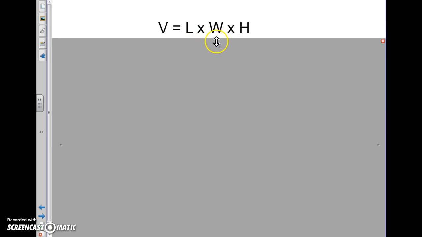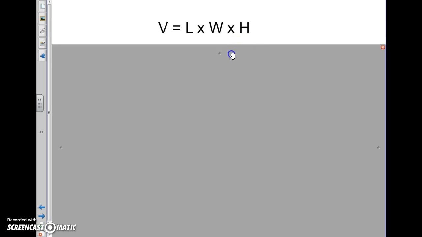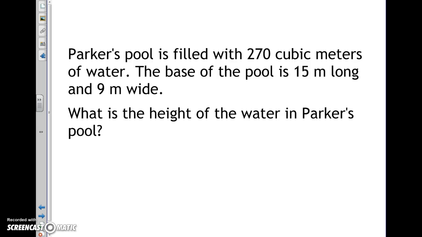So let's remind ourselves real quick here. What is the formula for finding volume of a rectangular prism? You've got that down. It is volume equals length times width times height. So typically what we've been working with volume is we've usually been given the length, the width, and the height of the rectangular prism, and then we solve for volume. But in the case of this problem, we are not given the height. That's the question. What is the height?